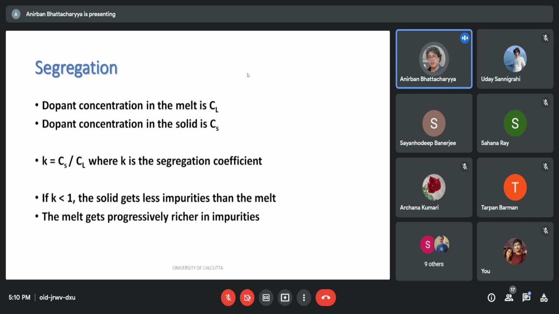The ice should have taken a certain amount of sugar, but it did not. It took less. So where will that additional sugar, which should have gone into the ice, where will it stay? Anybody?